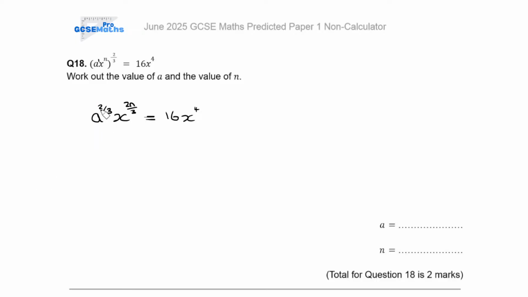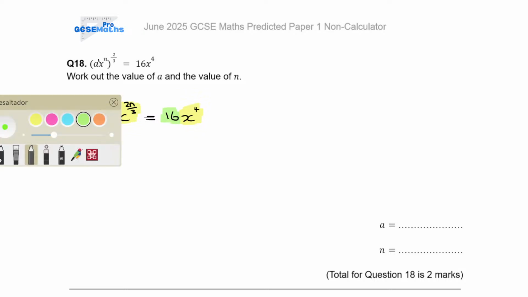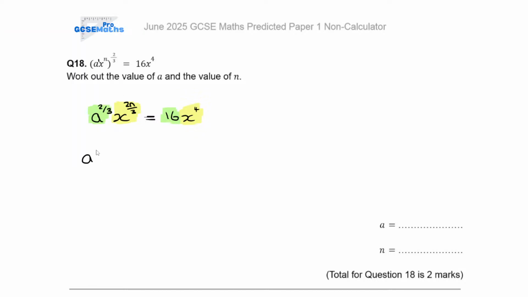So what I do is I look at it and go, well, the most obvious thing is that the x term here must be this x term here, mustn't it? And then a, because a represents just a number, is the same as the coefficient on the other side. So do you see how I can create these 2 equations separately? So I'm going to separate them now. a to the power of 2/3 is the same as 16. And then separately, x to the power of 2n over 3 is x to the power of 4.